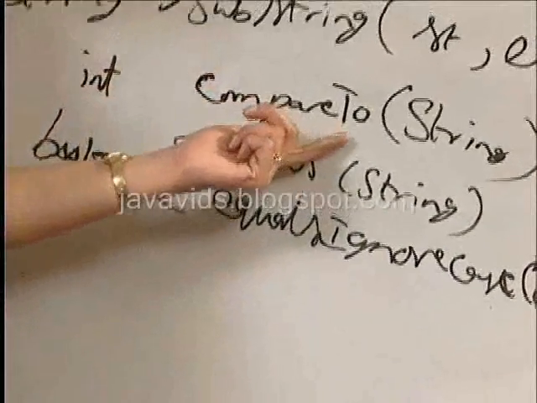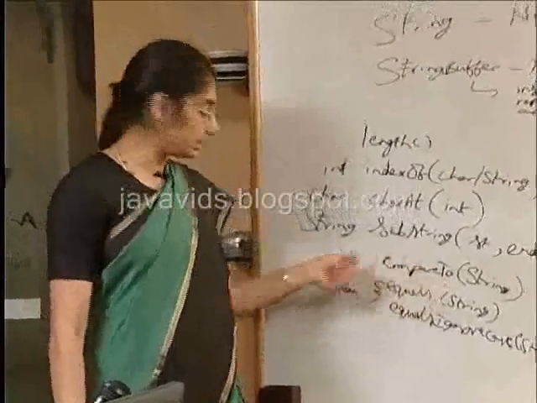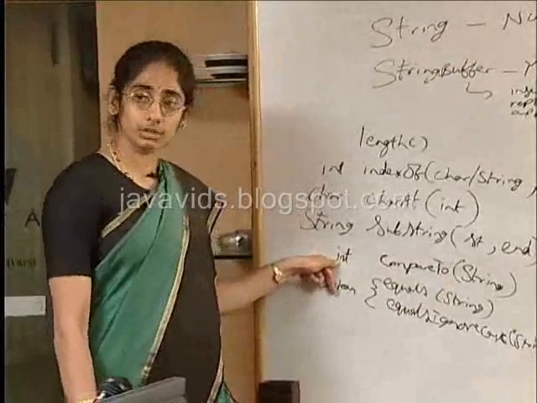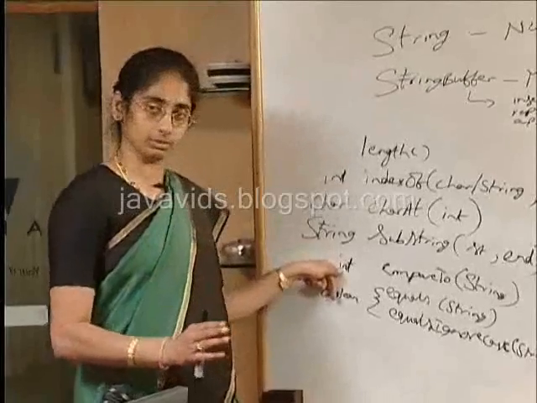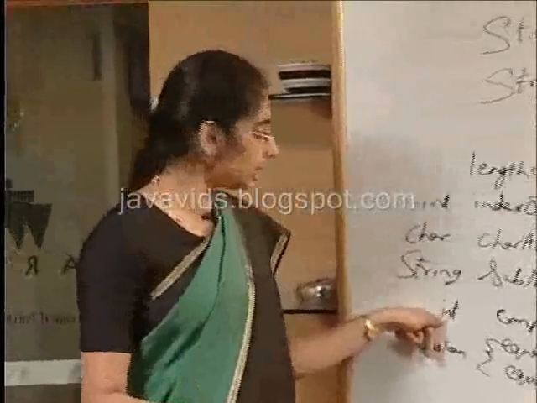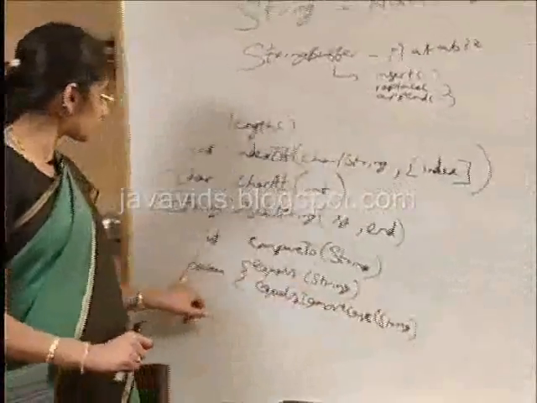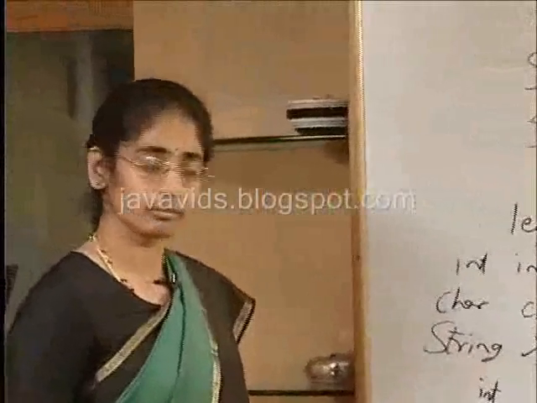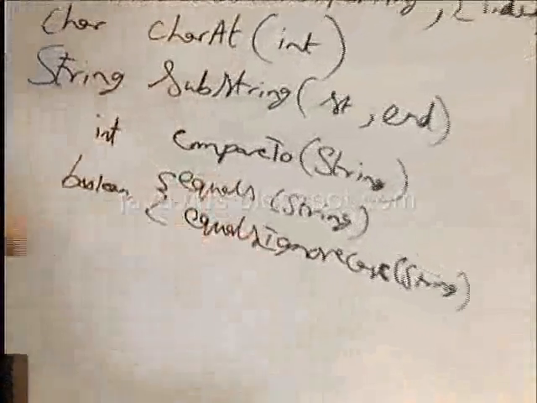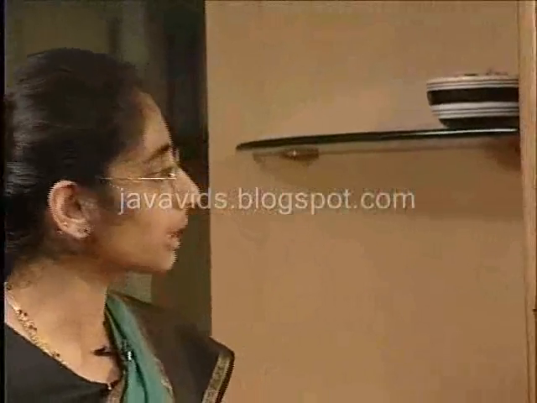If you use the compareTo method to compare two strings, then it will return the ASCII difference between the two strings, either a 0, a positive value or a negative value. 0 means both the strings are equal. If you use equals or equalsIgnoreCase, it returns true or false, saying whether both strings are equal or not. Equals is case sensitive, equalsIgnoreCase is not case sensitive. So these are some of the methods of the string class.